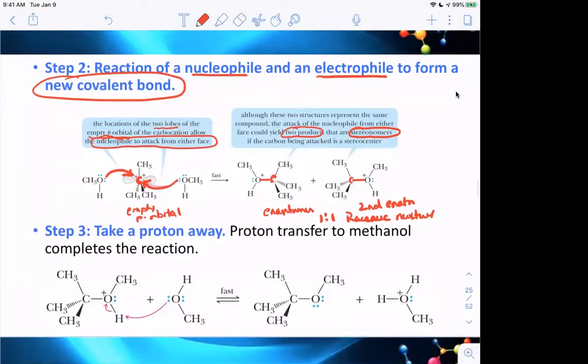Now, this is where I get this charged intermediate, and this is what I was talking about. I still have more methanol around, so this here is acting as a base, and that is picking off this proton. I have this deprotonation step to complete the reaction, and I end up with my neutral ether in this case. Plus, I have this protonated alcohol, which is ready for another round.